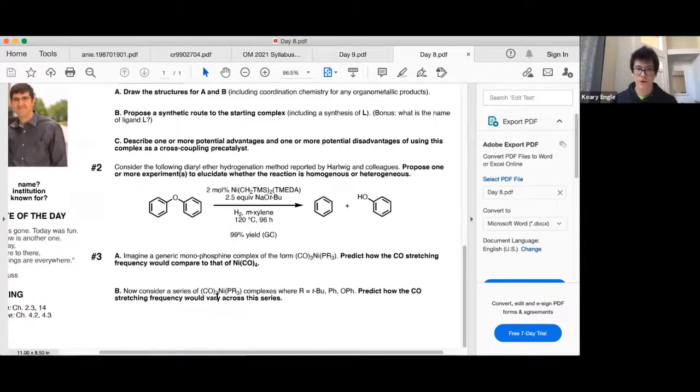Okay, problem of the day number 3. So this is just asking us to rehearse what we just covered in terms of phosphine binding. So first, let's consider nickel tetracarbonyl, and then replacing one carbonyl with a generic phosphine ligand, any of those shown, trialkyl, triaryl, phosphite, and then what you would expect to happen to the CO stretching frequency. So that's the first question.